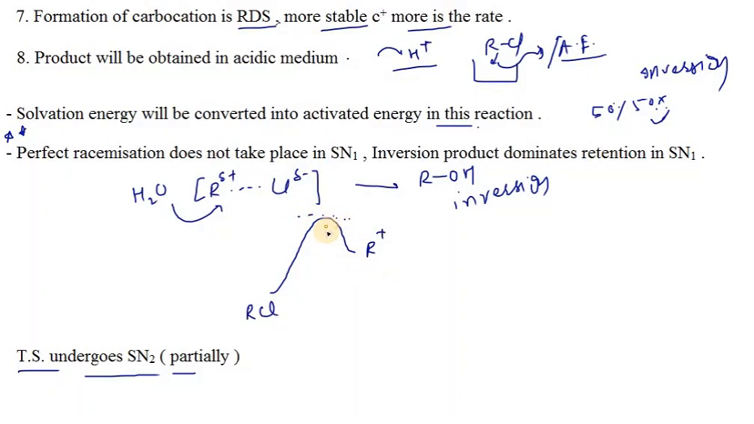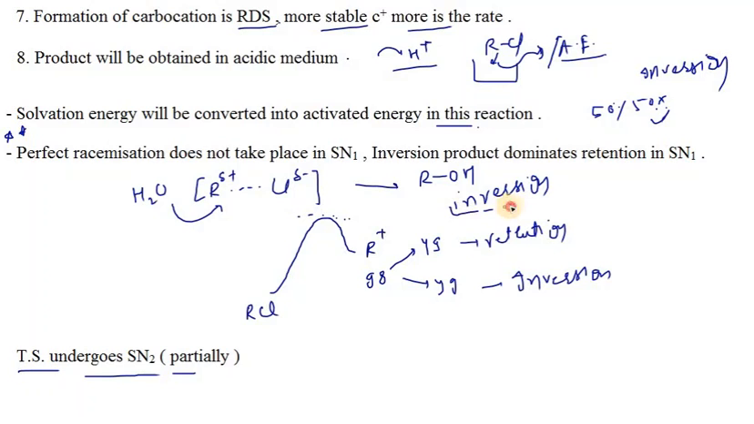After the transition state we get the carbocation. When we get the carbocation, it forms 49 and 49. 49 will be retention and 49 will be inversion. A little bit more goes to inversion, because two molecules face the SN2 mechanism, but the remaining 98 face the SN1 mechanism. So the extra two molecules go in inversion, and perfect racemization is not there. Inversion products dominate over retention in SN1.